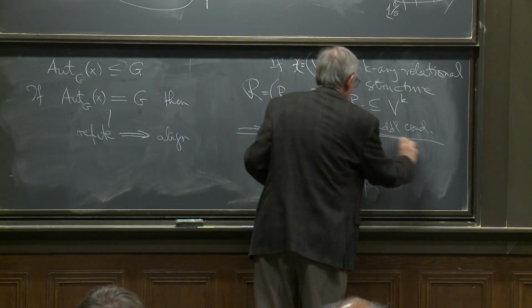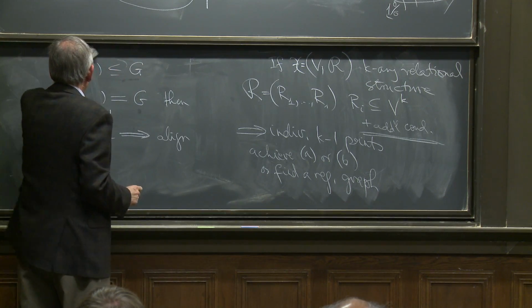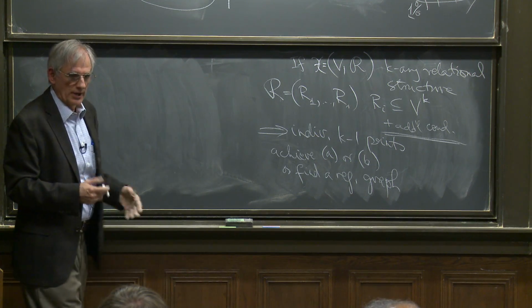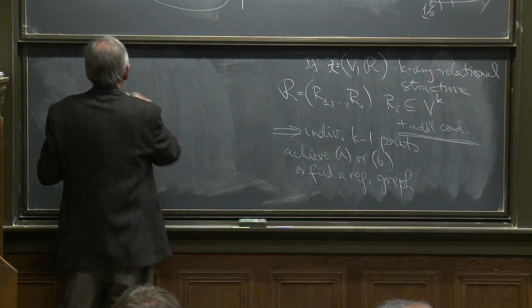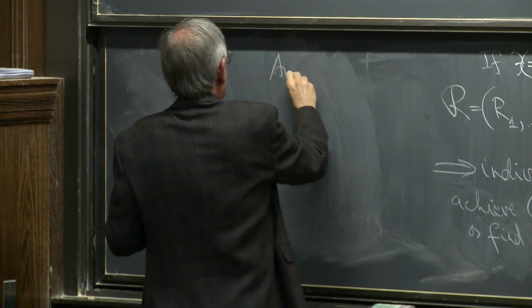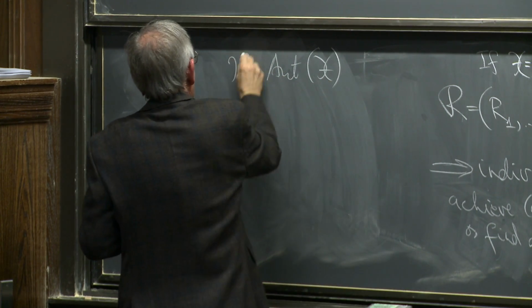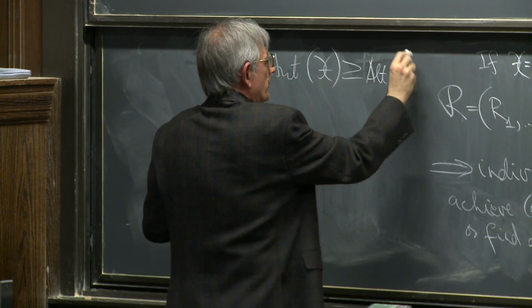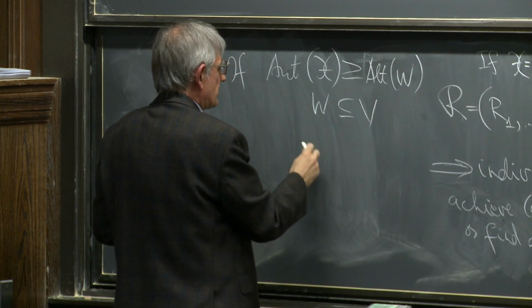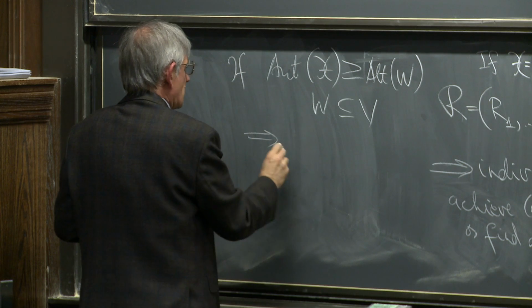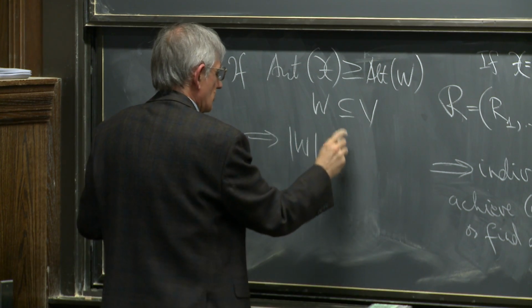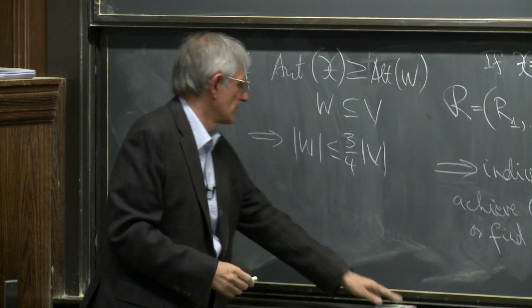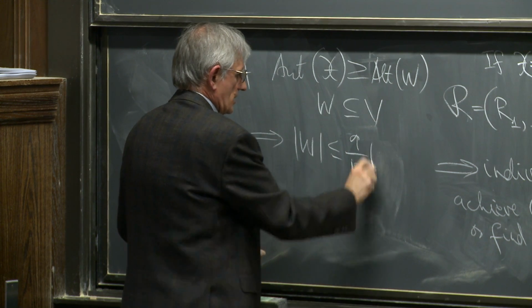Let me tell you something about this additional condition. The additional condition is not very bad. It just rules out what obviously would make it impossible for this to happen. And that is that if I have this set V, then if the automorphism group of X contains, say, the alternating group on some set W, where W is a subset of V, then it follows that W is less than or equal to, say, 3/4 of V. Okay, so 9/10 would be good enough. Let me put 9/10 of V.